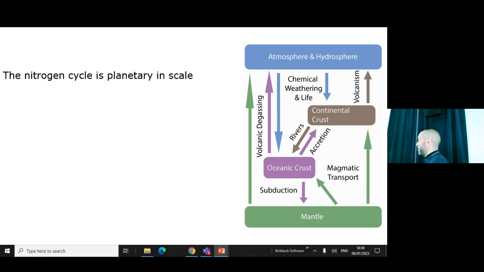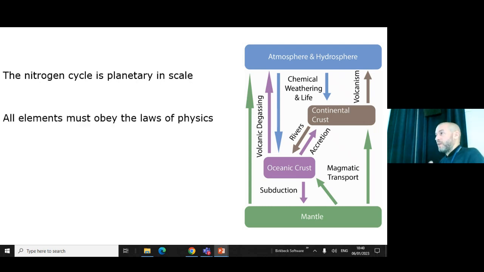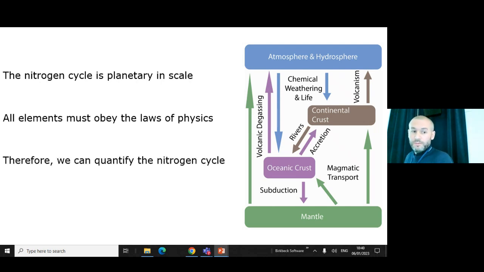Nitrogen's cycle itself is planetary in scale. So I've shown a sort of schematic here that just represents different reservoirs, right? You've got the classics: mantle, ocean crust, continental crust, atmosphere, hydrosphere. There are arrows going between all of these. There are feedback systems between them all. And so to understand nitrogen, if you break things down to the fundamentals, all elements must obey the laws of physics, right? And so we can quantify the nitrogen cycle to some degree if we focus on it.